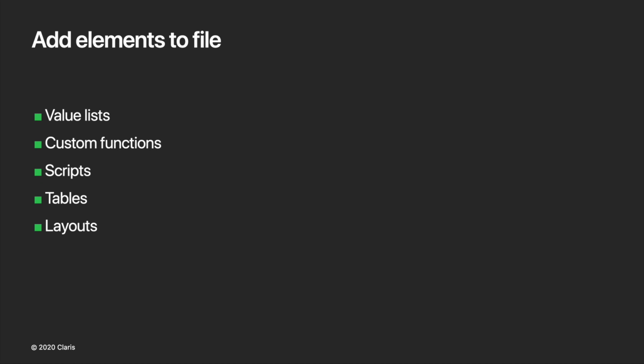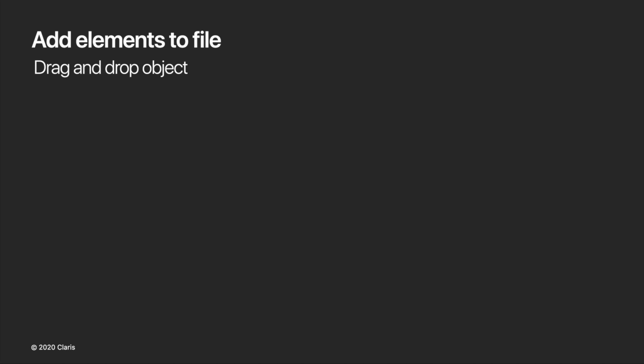Next, add all the elements you'd like the add-on to have into this file. Elements can be things like value lists, custom functions, scripts, tables, and even entire layouts. If we want the add-on to have a layout object that the user can drag and drop onto their own layouts, then we'll have to place that object in a special layout to indicate to the add-on generator that only that object, and not the entire layout, be included in the add-on package.